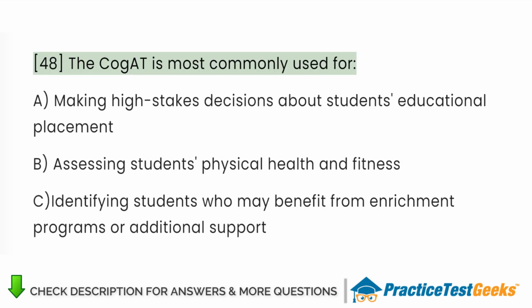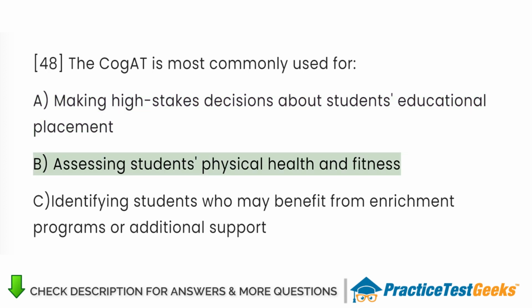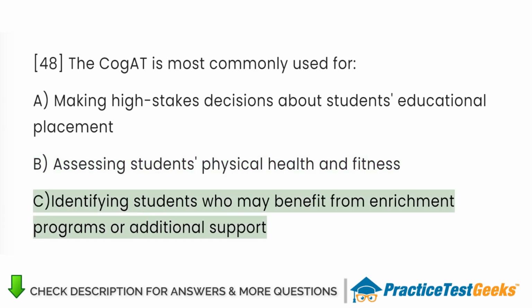The CogAT is most commonly used for A. Making high-stakes decisions about students' educational placement. B. Assessing students' physical health and fitness. C. Identifying students who may benefit from enrichment programs or additional support.